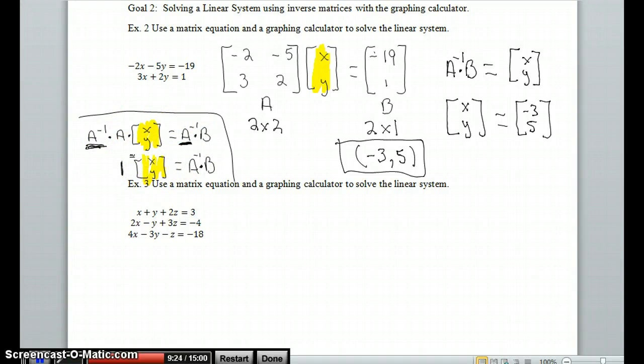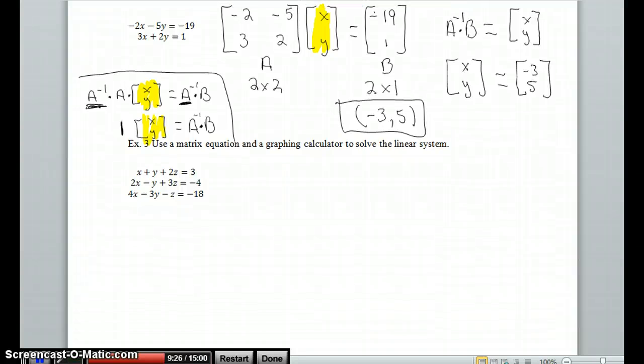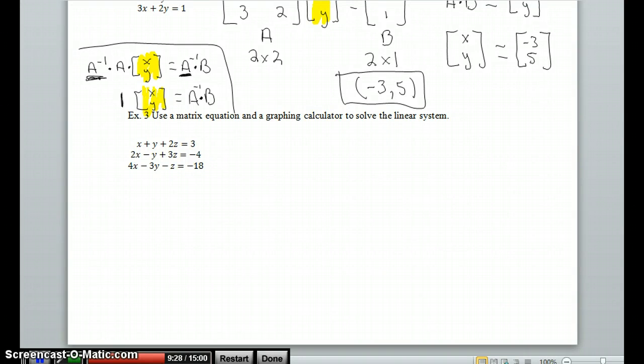All right, last problem. Same goal, it's just now we have a larger system of equations. And so we're going to do this exactly the same way as the other one. It's just we have more numbers. First we want to make sure that the x's line up, the y's line up, and the z's line up, equals the numbers lined up. All right, so we'll write our matrix equation. This is going to be a 3 by 3 now because we have 3 equations in 3 variables.